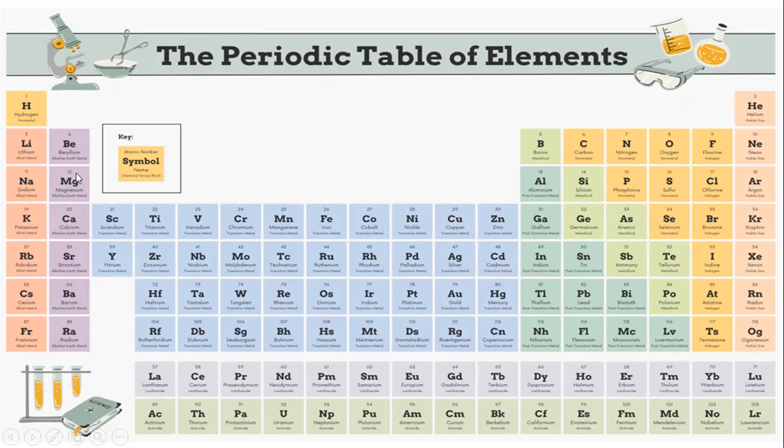Group 1 is called the alkali metal group. Group 2 is called alkaline earth metal. Group 17 is called the halogen group. And group 18 is called noble gas. And the biggest group of elements is called the transition metals group, and it lies between group 2 and group 3.